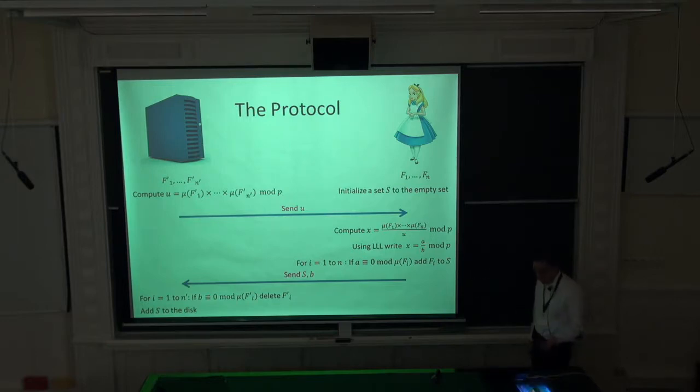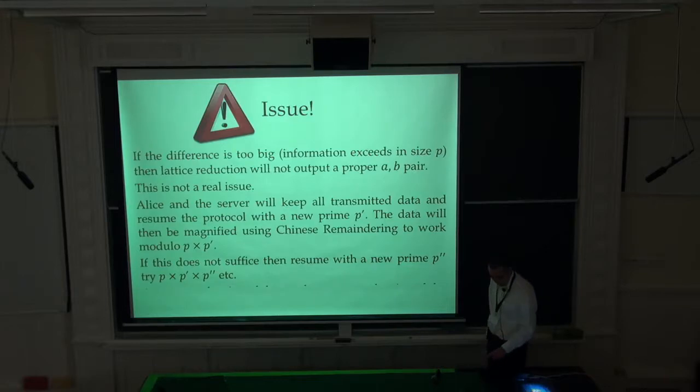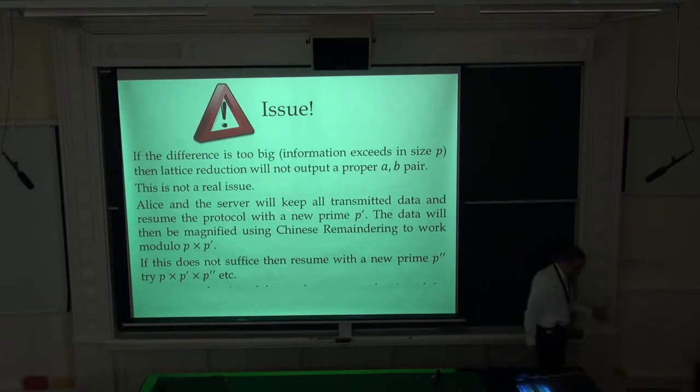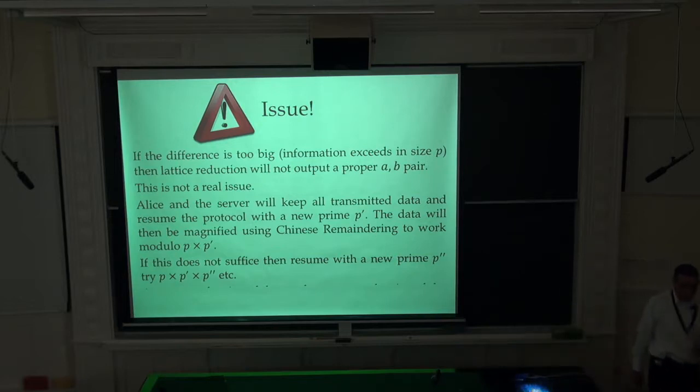So what will happen? What should we do? We should resume everything with a bigger P, throw away what we have done. Well, as a matter of fact, we don't need to throw away. We just need to accumulate information. And what is the idea? The idea is that if this happens, if the difference is too big, I keep what I've done, and I say to the other party, now let's do the same thing that we have just done with another prime, which is P prime.